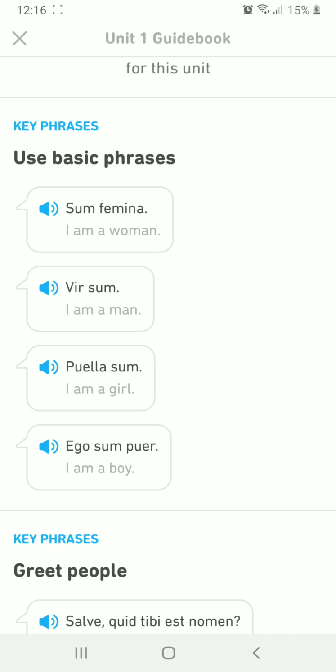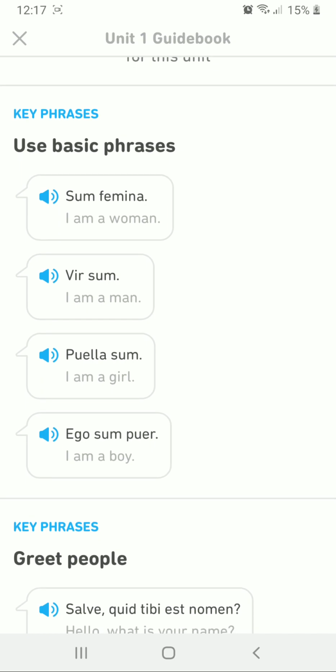So sum femina, I am a woman. Vir sum, the V is pronounced like a W here. Vir sum, I am a man. And puella sum, I am a girl. And ergo sum puer. It's not ergo, sorry. It's ego. Ego sum puer.